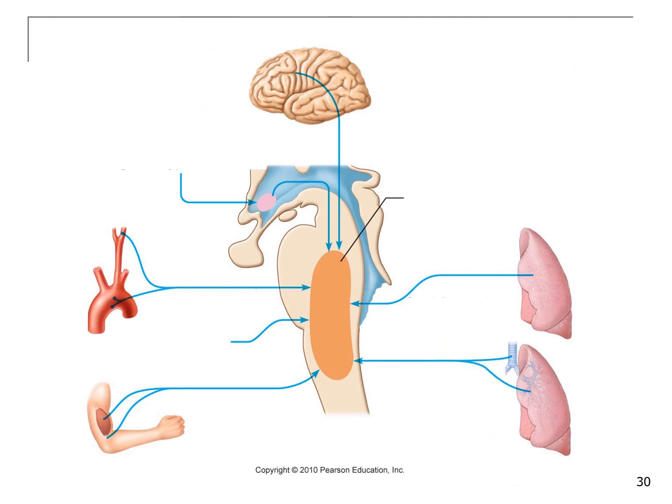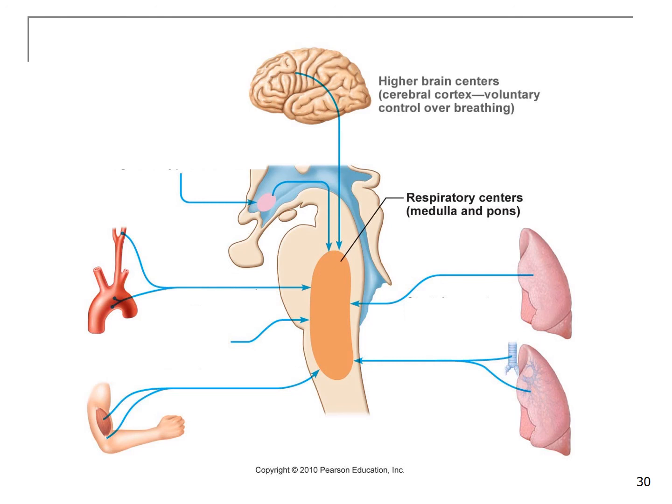So let's talk about things that can increase or decrease the rate of breathing. First thing, this is your respiratory center in the medulla and the pons, and let's examine what it is that can increase and decrease your rate of breathing. So higher brain centers, the cerebral cortex, you can exert voluntary control over your breathing. You can breathe faster or slower at will, and so this is one of the things that can exert control over breathing rate and depth.